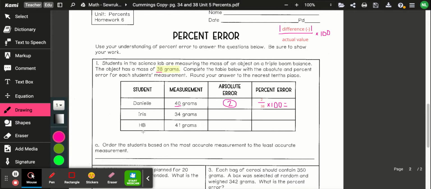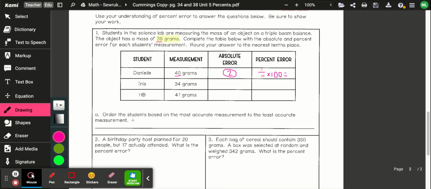All right, for HB, same thing, 41 minus 38. What do you get? You write it here. Put that number on the top. You're dividing by the actual value, which is 38 grams. You will then times by 100 and see what you get.